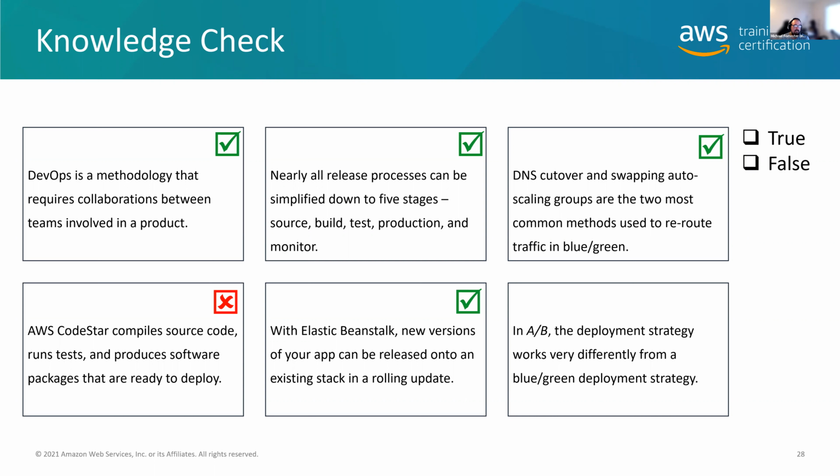Okay, last but not least, in A/B, the deployment strategy works very differently from a blue-green deployment strategy. Is A/B a whole lot different than blue-green? Is that true or false? Okay, so let me make sure I'm clear. In blue-green, you have 2 environments. One has 100%, one has 0. You swap the percentage of traffic. So you go from 0 over here to 100, right?